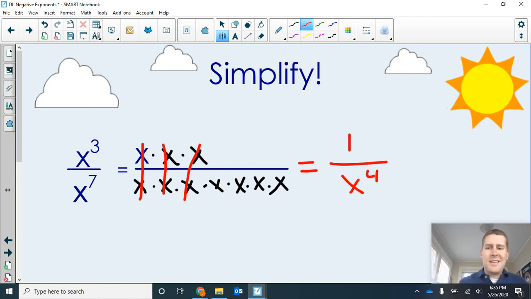In this case, we look at it as we had more x's in the denominator when I started, right? We had 7 down here. So it makes sense that we should be left with more x's in the denominator as well. So that's one way we can look at that.